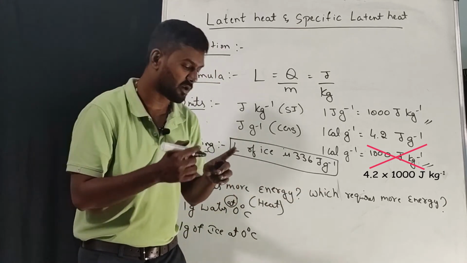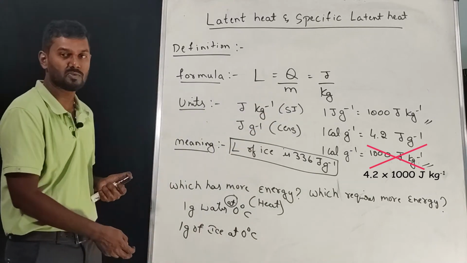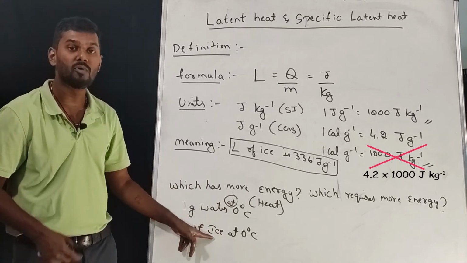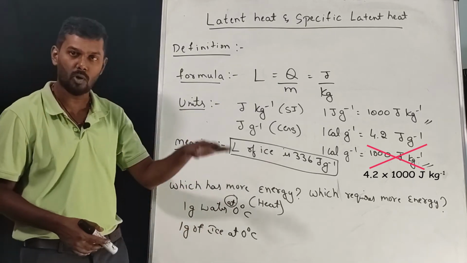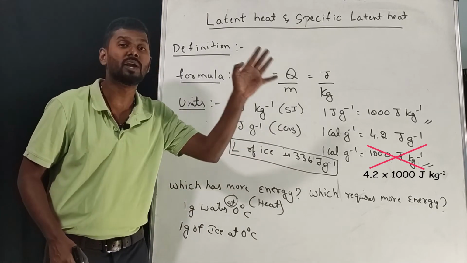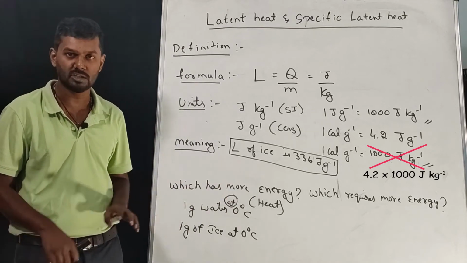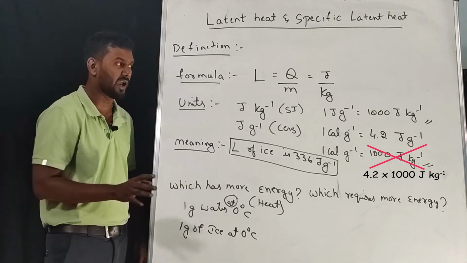Now we'll go for this question. Which requires more heat energy, this one or this one? Anyhow, water already has some energy, but ice requires a lot of heat energy to convert into water. So 1 gram of ice requires more heat energy than 1 gram of water at 0 degree Celsius. So these are meanings and these are some facts.